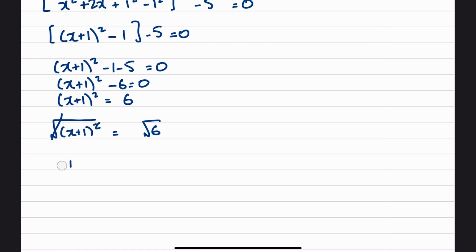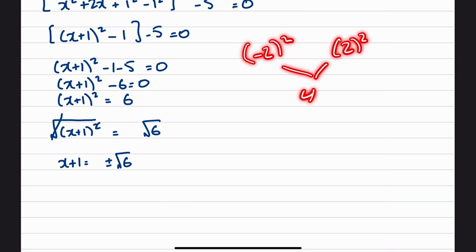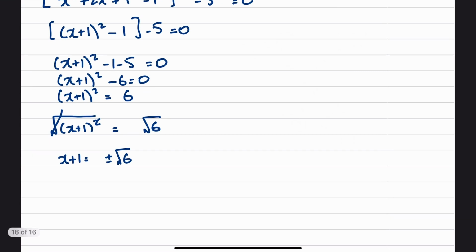So we're left with x plus 1 equals plus minus under root of 6. Now the plus minus exists because we do not know if the number that was squared to give us 6 was a positive or a negative. What I mean by that is minus 2 whole squared and 2 whole squared will both give me the same answer, 4. So when I'm square rooting 4, I do not know whether to choose 2 or minus 2. So we consider both options.